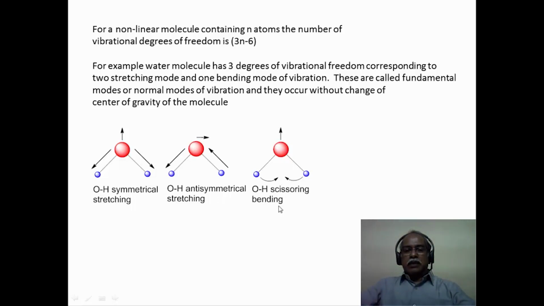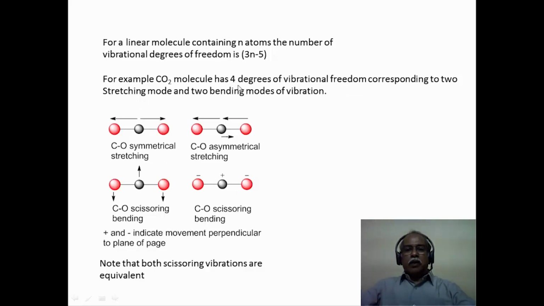That is called the scissoring motion. So you have the 3 degrees of vibrational freedom that are represented by 3 normal modes of vibration in a water molecule. On the other hand, if you consider a linear molecule, the linear molecule will have vibrational degrees of freedom of only 3n minus 5.